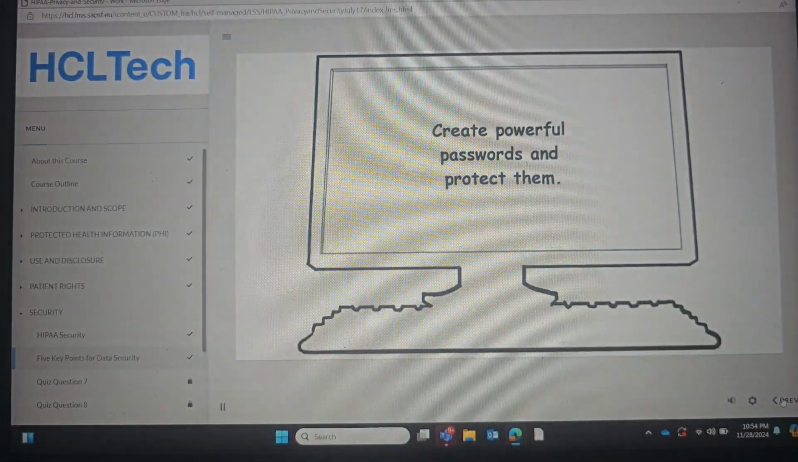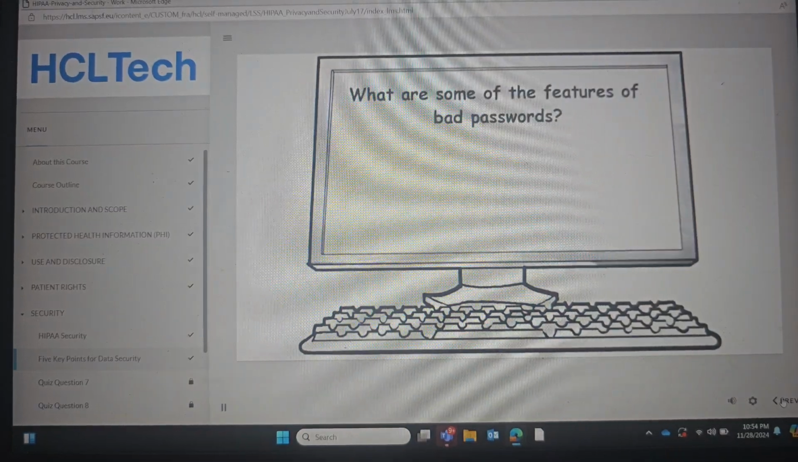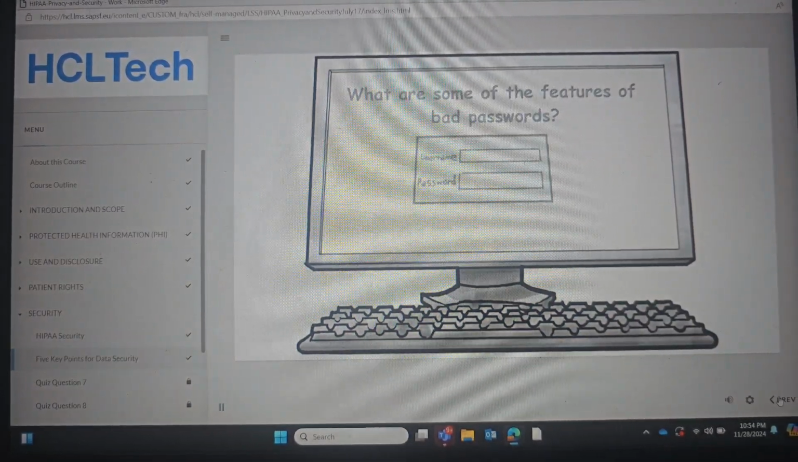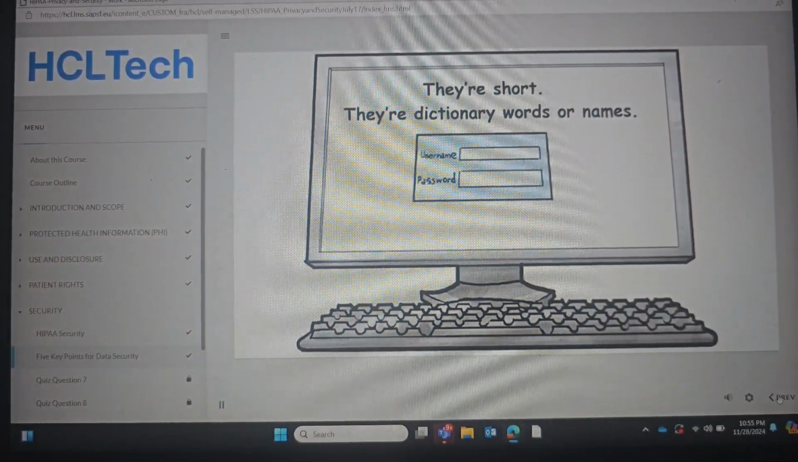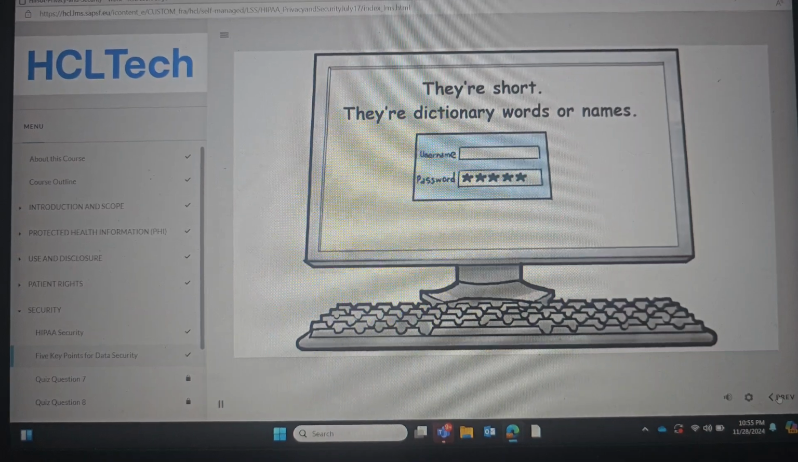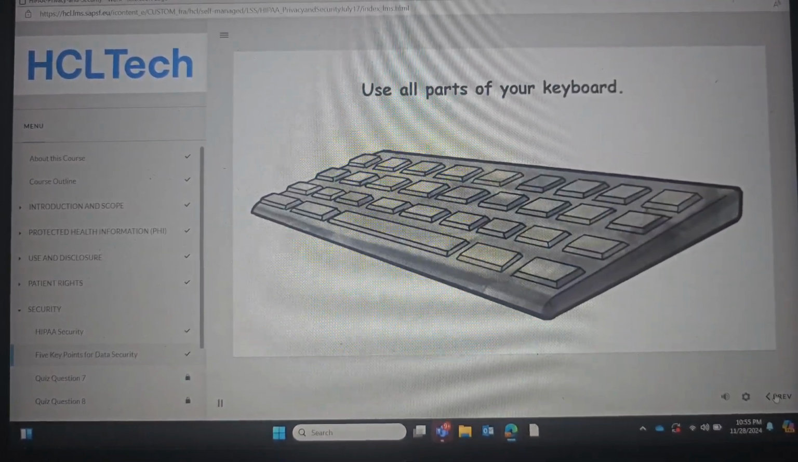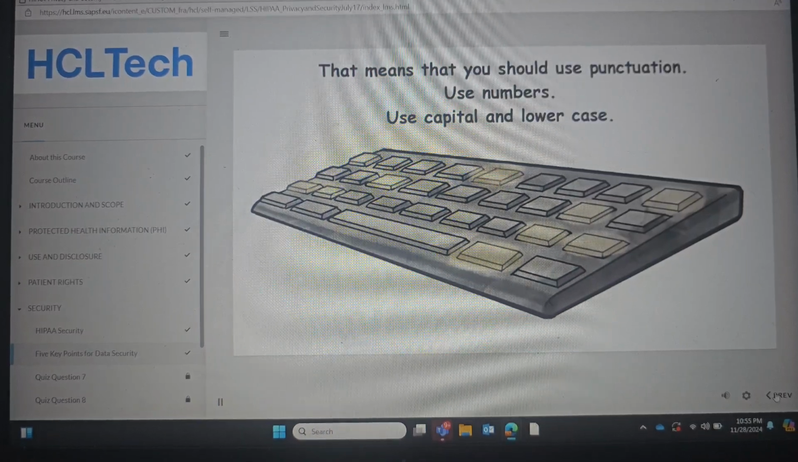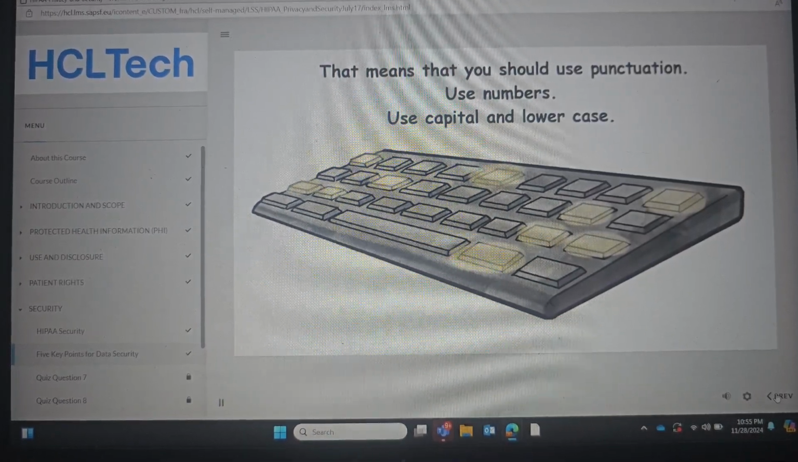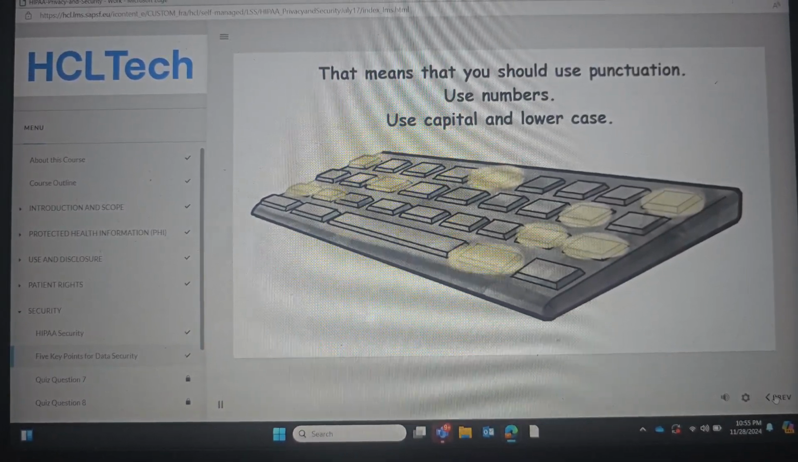Create powerful passwords and protect them. What are some of the features of bad passwords? They're short. They're dictionary words or names. Create long passwords. Use all parts of your keyboard. That means you should use punctuation, use numbers, use capital and lowercase.